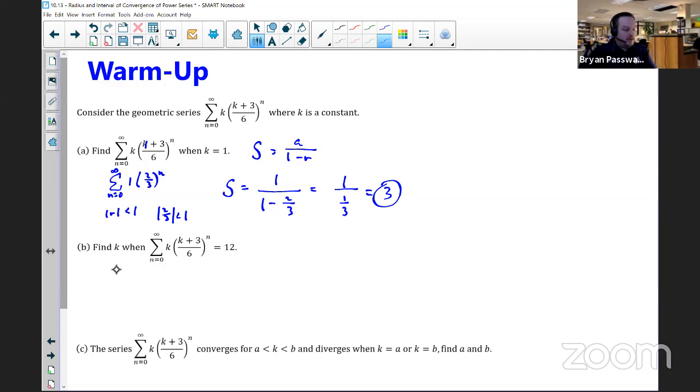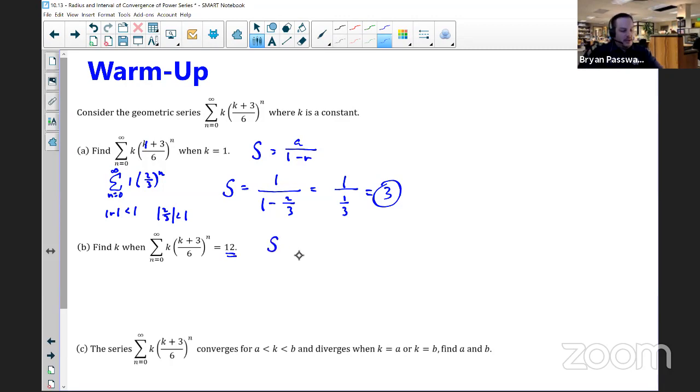For part B, now it's the same idea. But the College Board is really good about writing questions, and they'll reverse things around on you a lot, making you think about things inside out, working things frontwards and then also working them backwards. So here they're telling us the sum of the series equals 12. Let's figure out what k is.